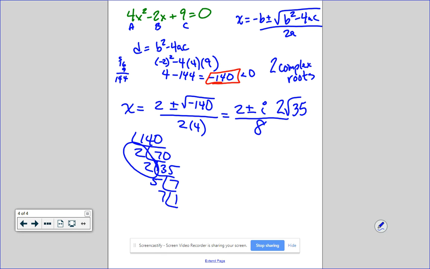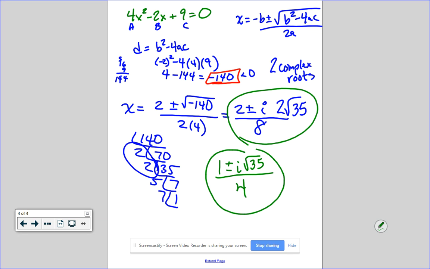Now, if you gave me this as your answer, I would accept it. But is that truly in lowest terms? What can I take out of all of them? 2. So I have 1 plus and minus i square root of 35 over 4. That is your final answer.